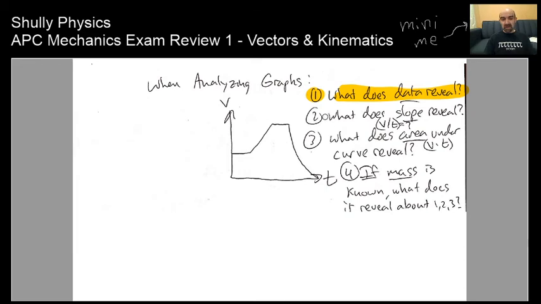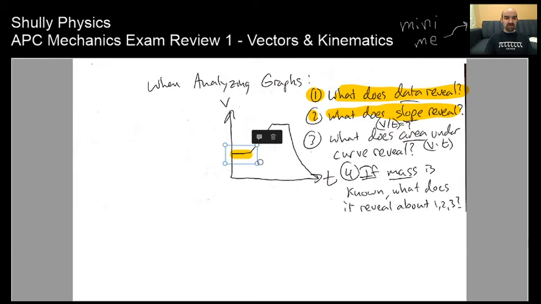Next, consider number two, what does the slope reveal? Well, the slope of a velocity time graph is the y divided by the x, velocity over time. So change in velocity over change in time, the slope reveals acceleration. That's the definition of acceleration. So on a VT graph, think, what does the slope reveal? V over t, that's acceleration. So a zero slope means zero acceleration. It's not getting faster or slower. That agrees with what the data reveals, that the velocity stays the same.